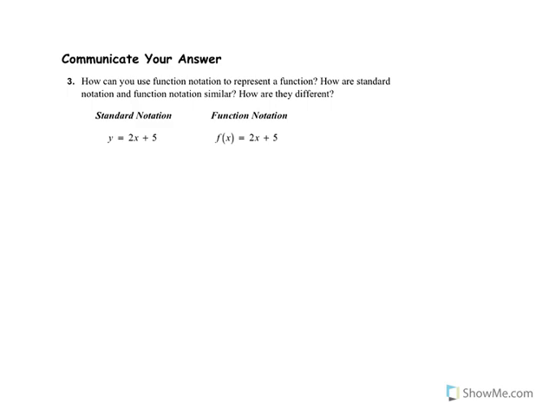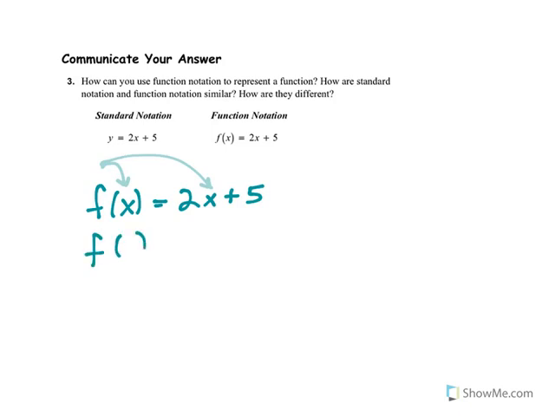Alrighty, so how can you use function notation to represent a function? How are the standard notation and function notation similar? How are they different? So let's think about the first question. How can you use function notation to represent a function? Okay. Well, I'm going to go ahead and tell you because I don't know if you learned this in previous years of math. So if we have f of x equals 2x plus 5, anything we put into x also gets affected in this one. So for example, if I have f of, let's say 3, then wherever that x is, we're going to put a 3.